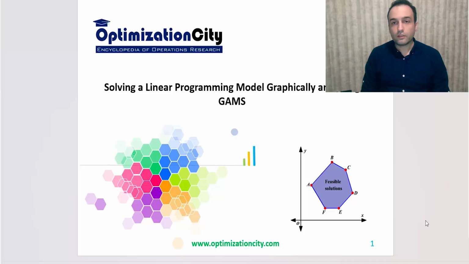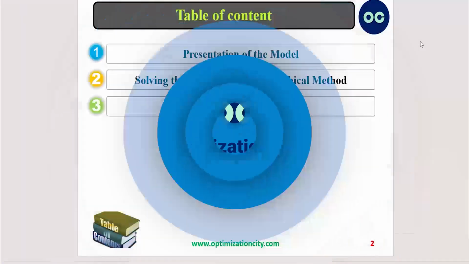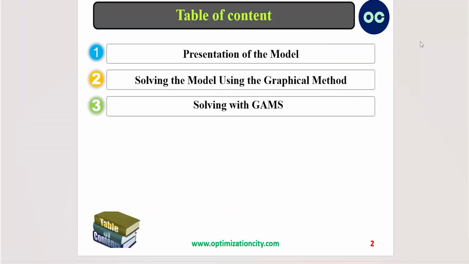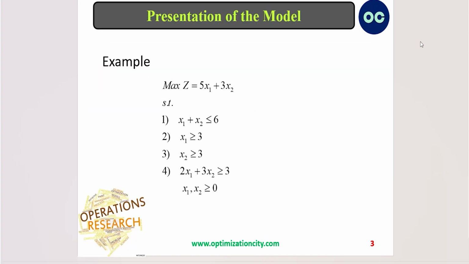So let's get started. In this tutorial video, we will solve the linear programming model using the graphical methods. We will also solve the same model using the GAMS software and compare the result of both methods. The model we will work with here is as follows. It has two variables and four constraints.